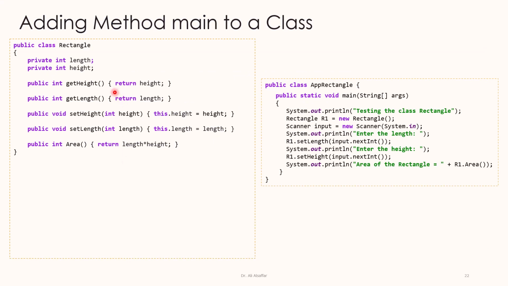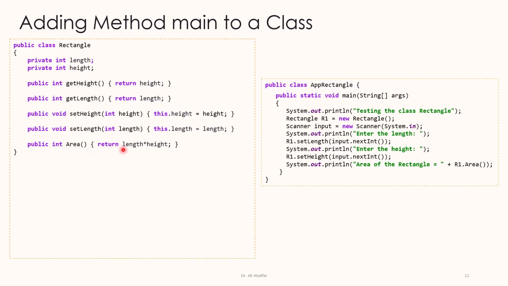Consider the following example. Now this is a class for a rectangle, and as you see, it is defined in a file, and this is another class that has only main method and it is used to create objects from this class. So this class has two data members and it has getters for both of these data members, setters for both of these data members, and we have a method that computes the area.